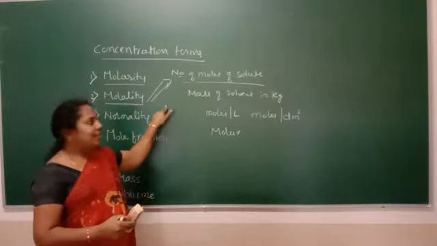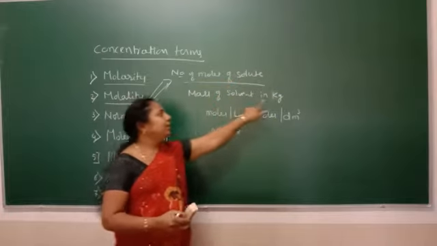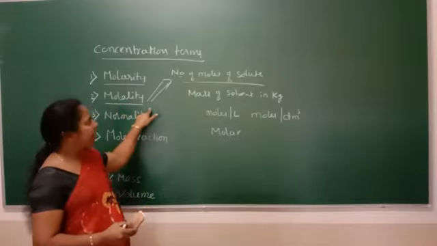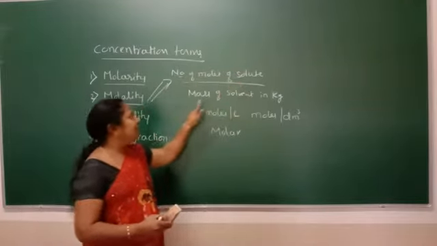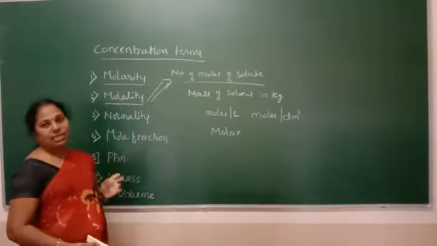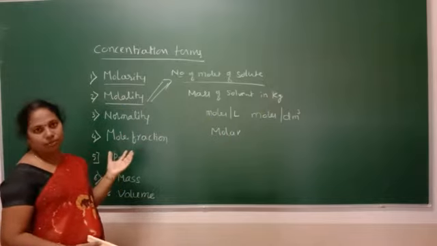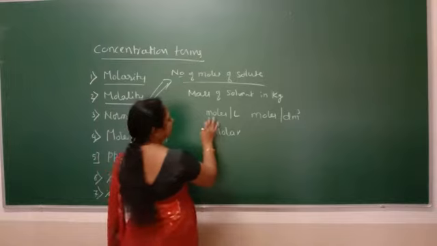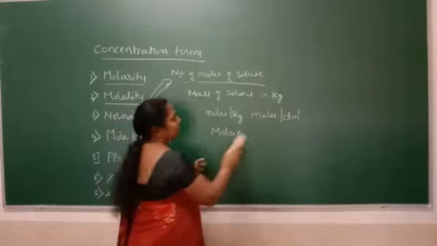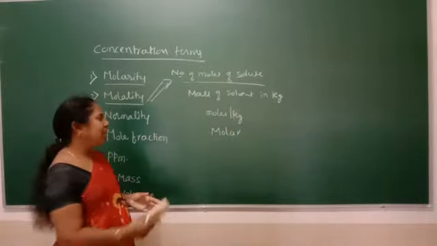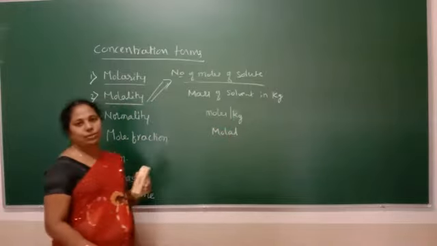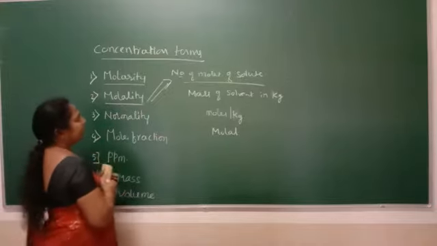So molality can be defined as the number of moles of solute dissolved in 1 kg of solvent, and the equation used to calculate the molality of a solution is the number of moles of solute divided by the mass of solvent in kg. What is the unit of molality? The unit of molality is moles per kg, also called molal. So that is the second concentration term.